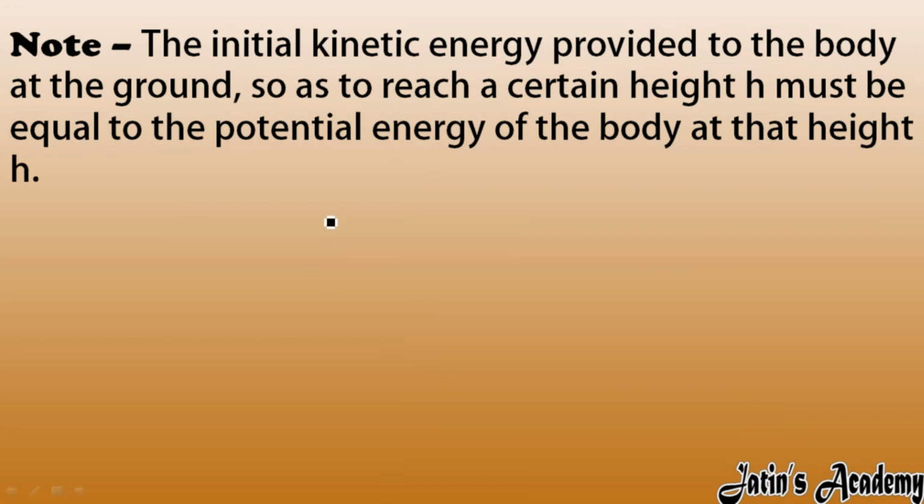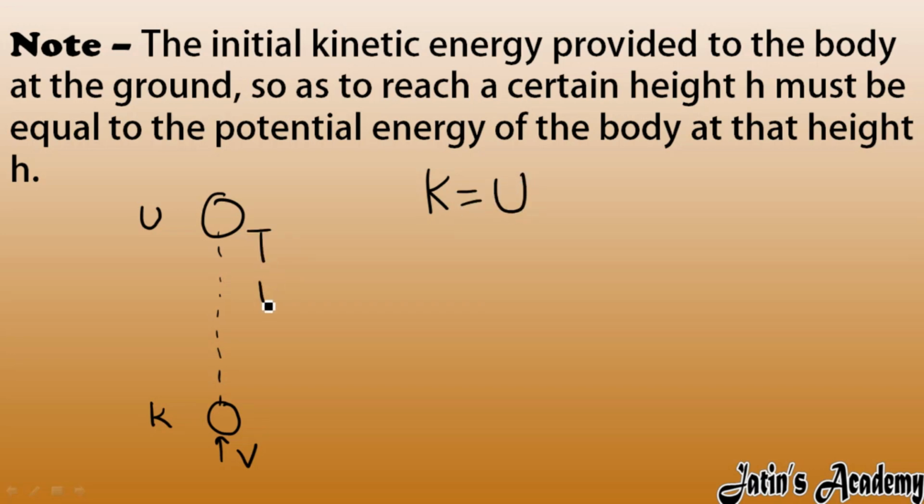Next we have to see some note points. First, the initial kinetic energy provided to a body at the ground so as to reach a certain height must be equal to the potential energy of the body at that point. For example, if I take the reverse of the derivation, and I give some velocity to the ball, I am giving kinetic energy to the ball and the ball gains some height. So according to the conservation of energy, the whole kinetic energy must be converted into potential energy. It means that kinetic energy at the ground must be equal to potential energy. So according to the kinetic energy, height must be gained by the ball. So kinetic energy at the initial level I have given as half mv square and potential energy we have mgh.